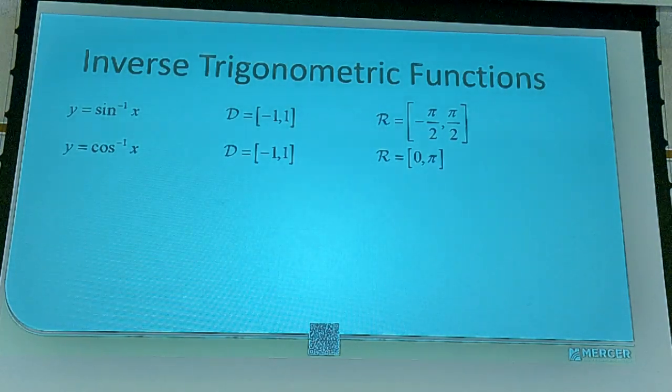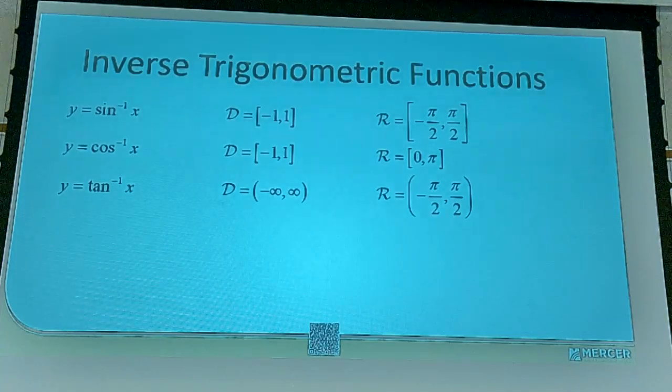Generally speaking, those are the only two parts we're going to be looking at. That is just how they decided to restrict the domains. You could have done it another way to still make them one-to-one, but this is how we chose to do it. Inverse tangent. Remember, the range of the tangent is all real numbers, so the domain of the inverse is all real numbers. Its range is the open interval minus pi over 2 to pi over 2.